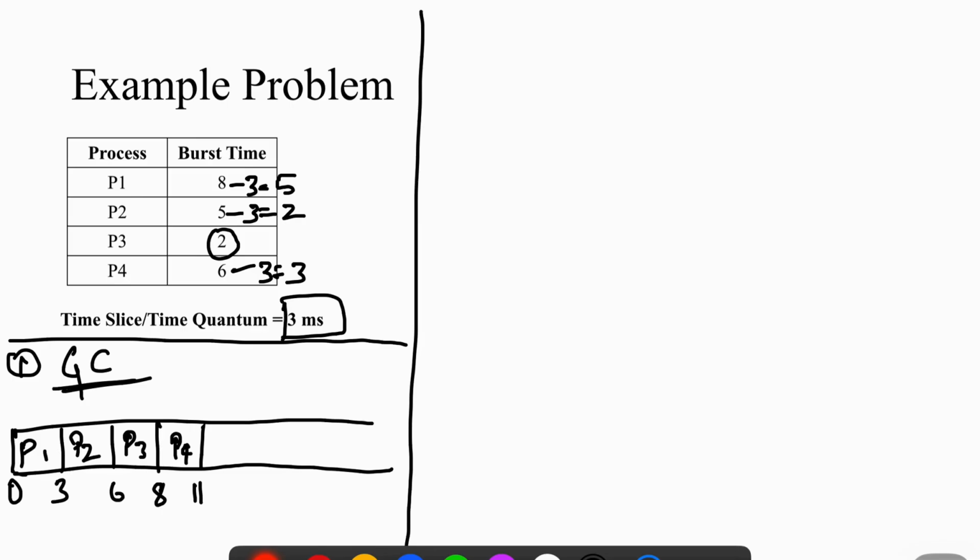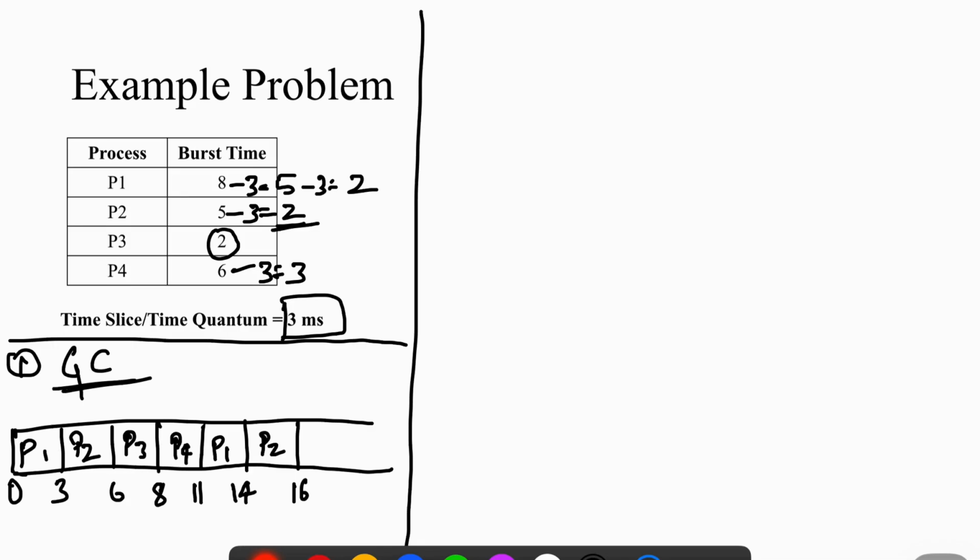P4, this becomes 11. So if you see now, one round of chance for all the 4 processes is done. Now, the circular queue will go to the second round. Again, I'll take P1. 5 is there, so 5 minus 3, 2 remains. So this is 11, 12, 13 and 14. Next, P2 is only remaining with 2. I can run it till completion. This becomes 14, 15 and 16.